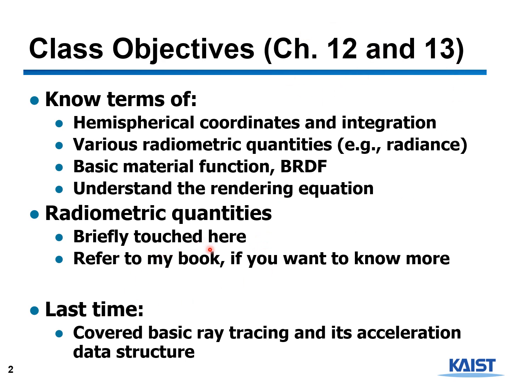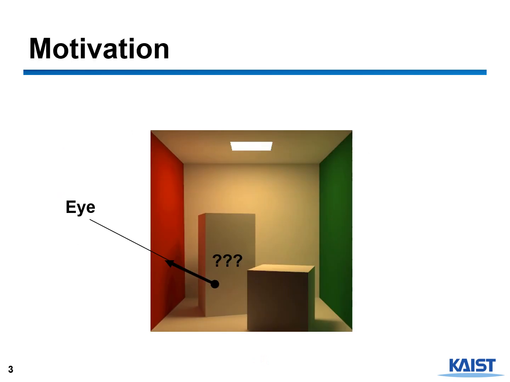Also, last time we talked about basic ray tracing and acceleration data structures like the bounding volume hierarchy. Let me briefly talk about why we need these radiometric quantities.